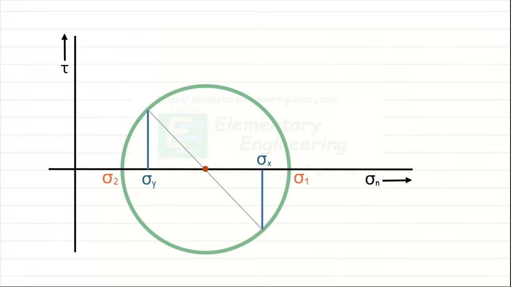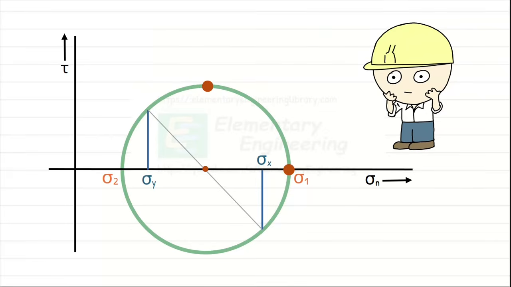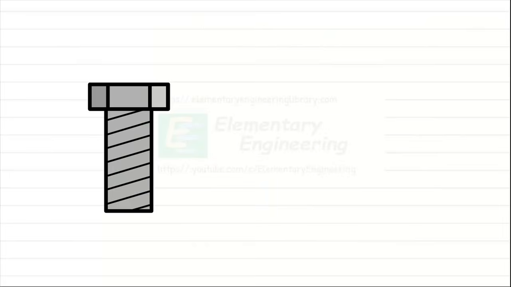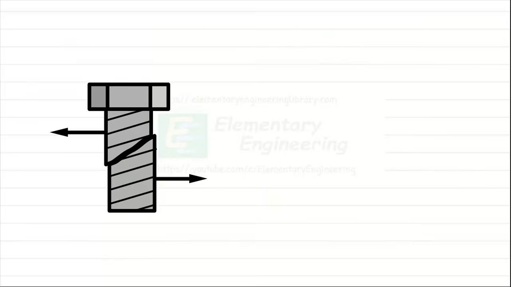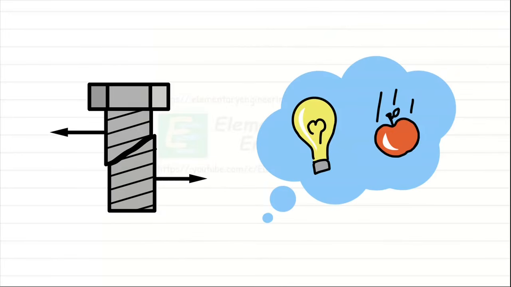Now, it might seem obvious to think that the material would fail exactly along the plane where either the normal stress is maximum or where shear stress is maximum. But surprisingly, that is not always the case. To predict the actual failure plane and the stresses at failure, engineers have developed several different theories. But let's save that for another video.